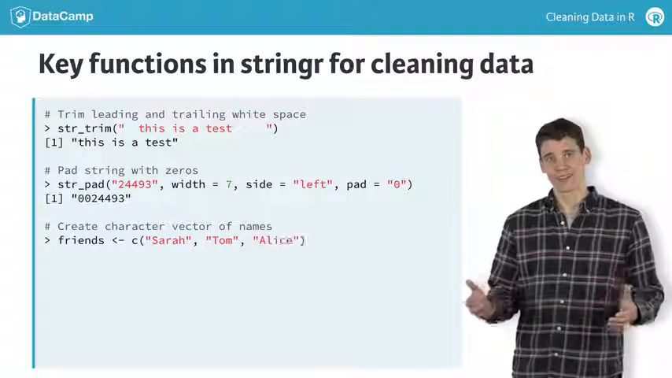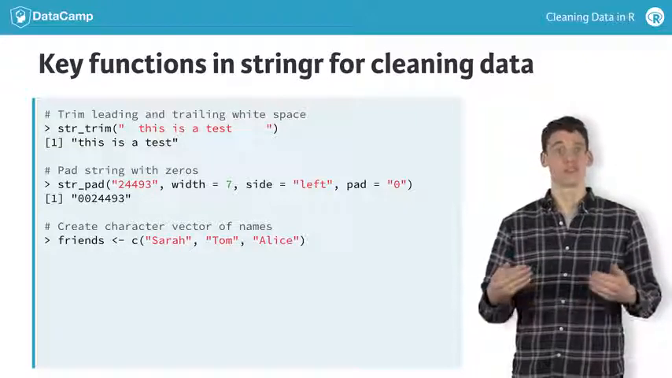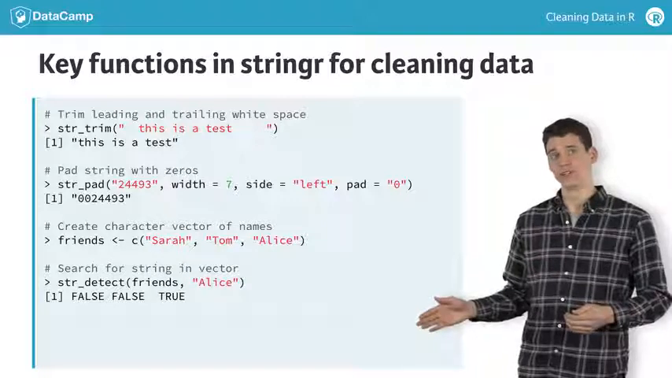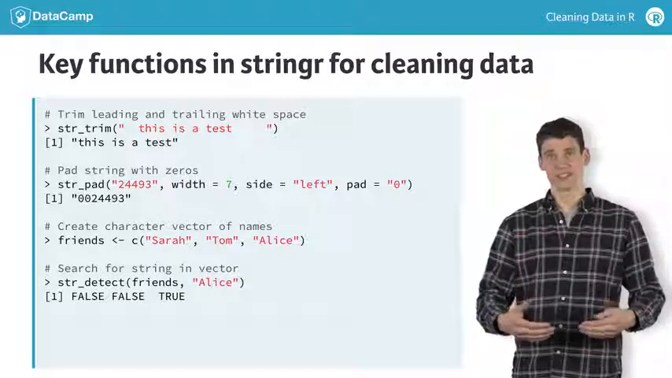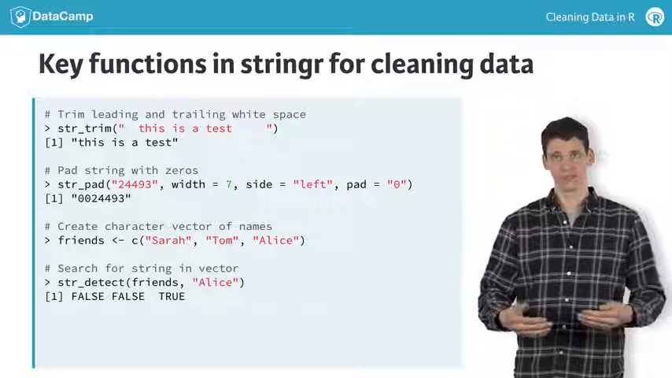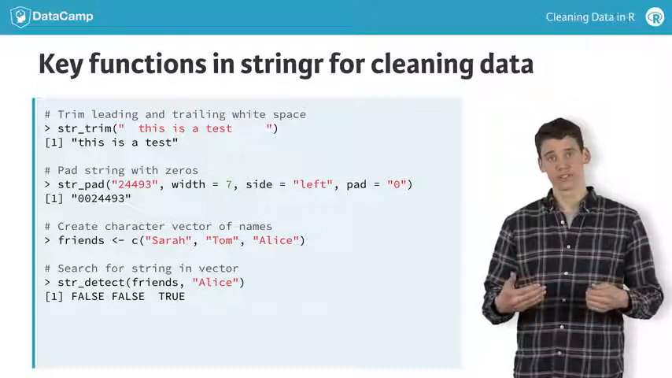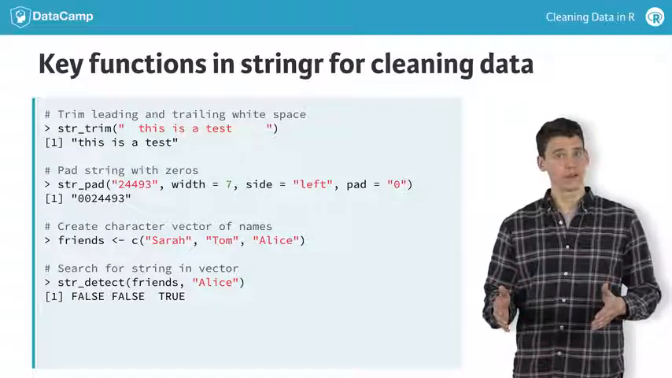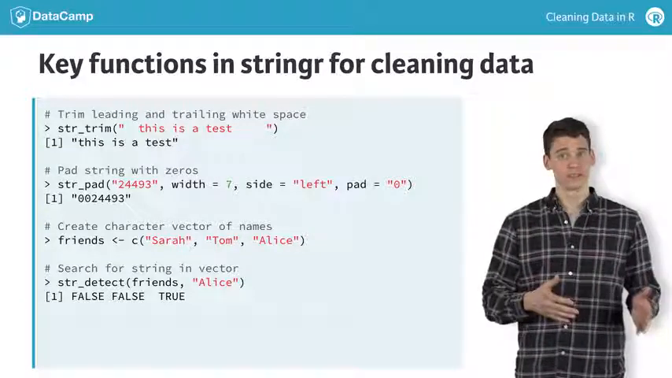Now we create a character vector containing the names of 3 friends. We can use the str_detect function to detect the presence of Alice in the vector. The result is a vector of the same length as the input vector with a TRUE everywhere there's a match and a FALSE everywhere else.